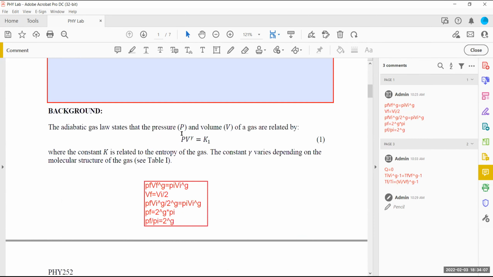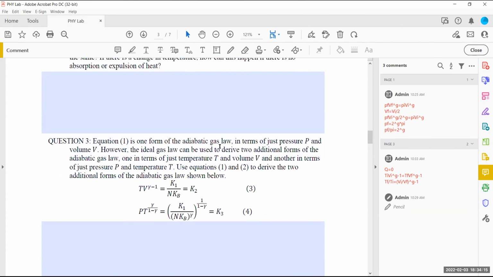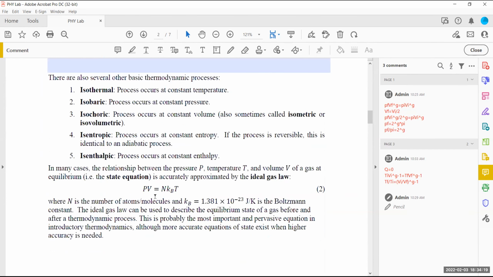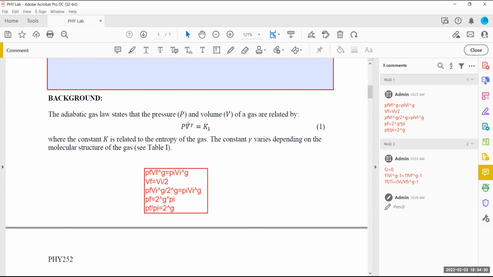Now, you go back to the same expression, PV to the power gamma equals K1. Okay, and use equation 2 to eliminate V off of it. So V is NkBT over P, and sub in the expression of V here.